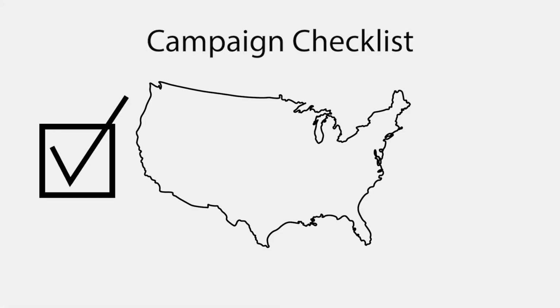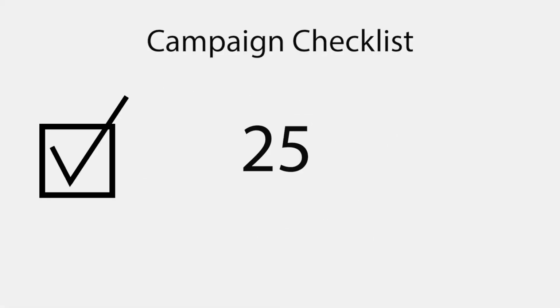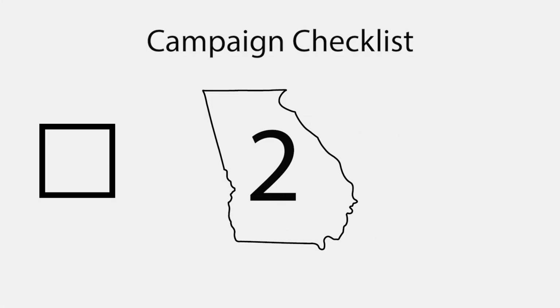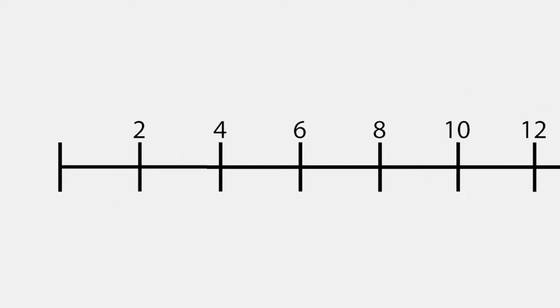You must be a U.S. citizen, at least 25 years old, and a citizen of Georgia for at least 2 years. You also must have been a resident of your Senate's district for at least 1 year before the election. State senators also serve 2 years and can be elected indefinitely.